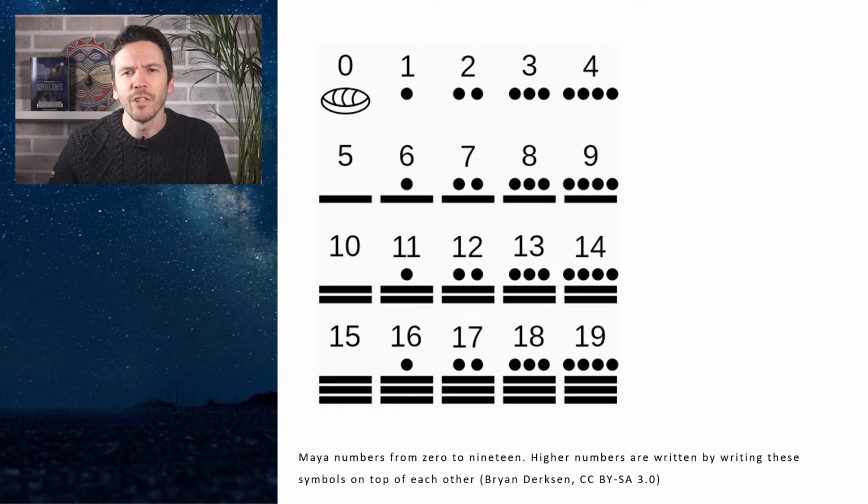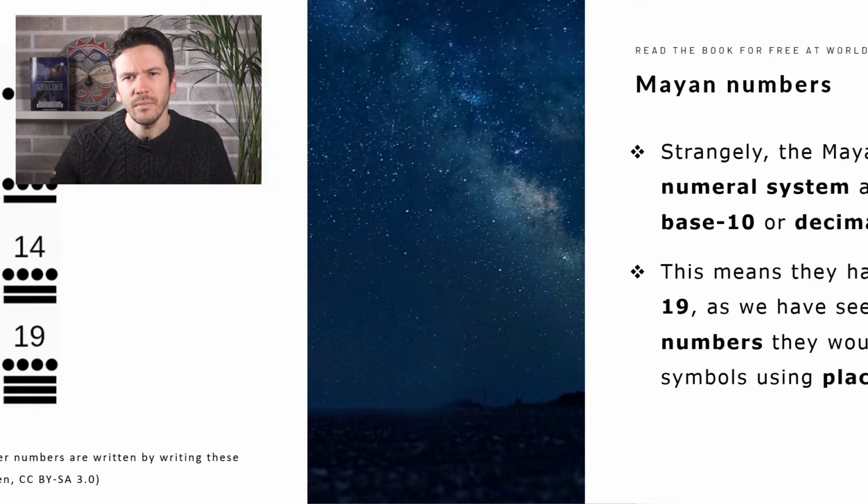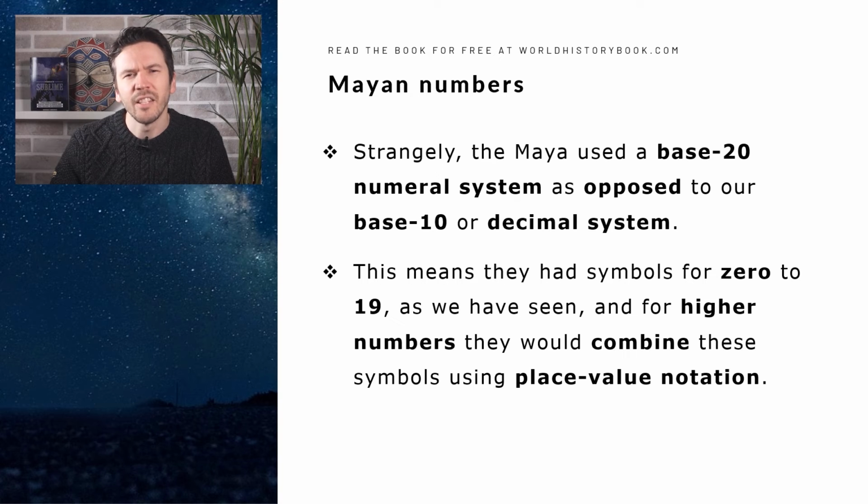And here we have the first 20 symbols of their counting system. First we have that shell for 0, then we count up to 4 in dots, and from 5 onwards we use those bars, which represent 5. Strangely, and this is not properly understood, the Maya used a base 20 numeral system, as opposed to our base 10 or decimal system that we use today.